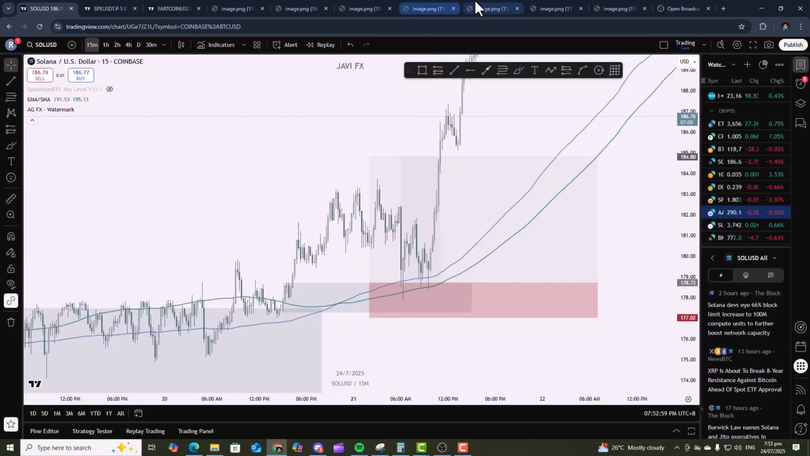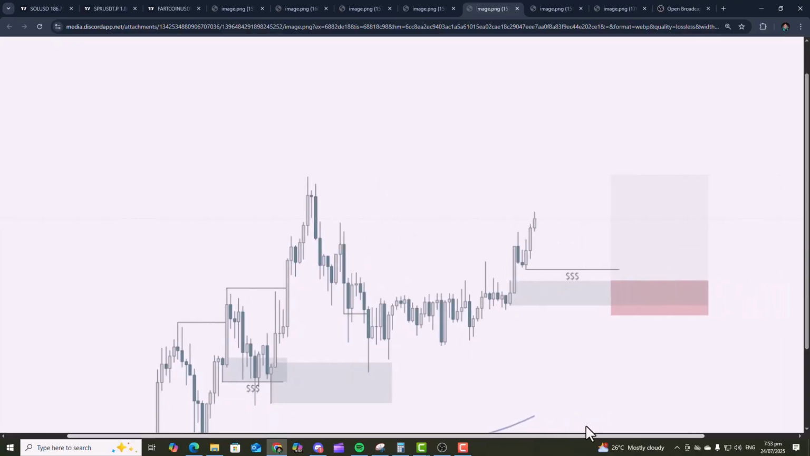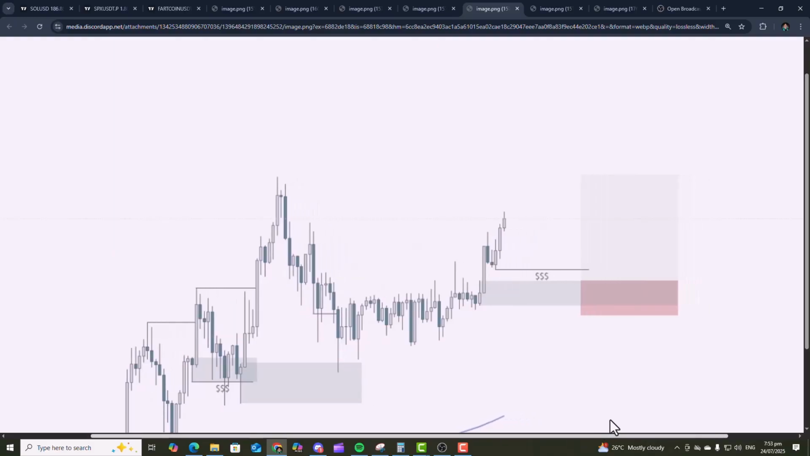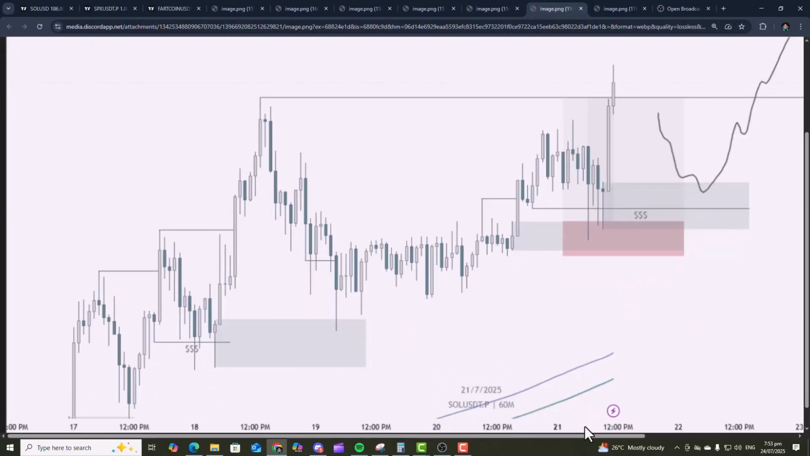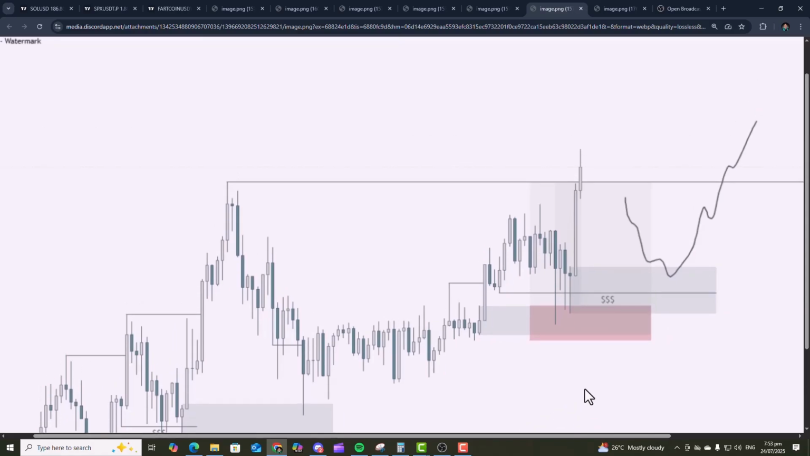So once again, I showed this to you guys in the Discord as a signal before anything even happened, right? And guess what? We woke up in profits. We woke up in take profit already. See? So that's just how to do it, right?